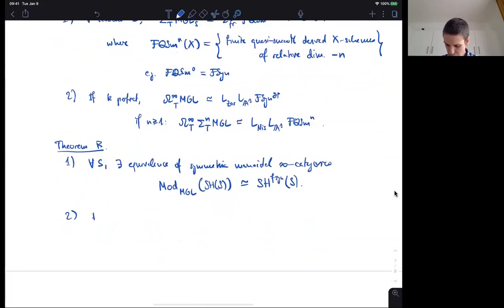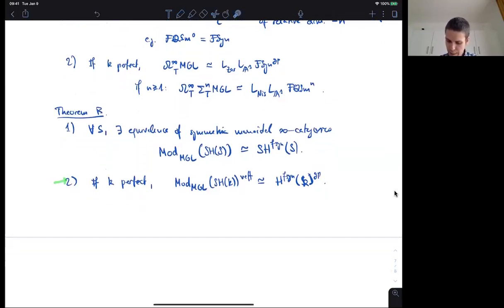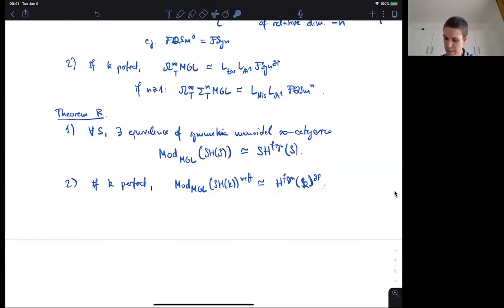And now again, in the case of a perfect field, you can say something stronger. So if k is perfect, there's a similar equivalence of symmetric monoidal categories between very effective MGL-modules and motivic spaces with finite syntomic transfers, which are also group-like. So this part two is basically a combination of the general result of part one plus a cancellation theorem for this category. This is equivalent to saying that the cancellation theorem holds for these motivic spaces with finite syntomic transfers. Right.